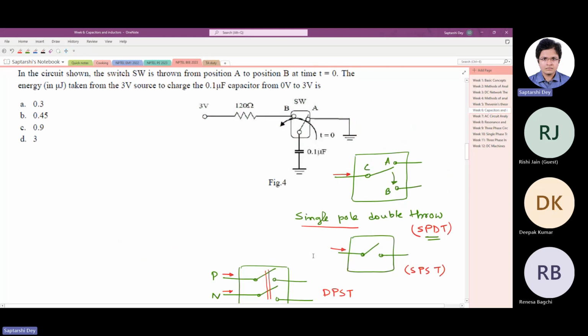Now we'll look into the question. The question says it was at steady state and we have been asked to find out the energy taken from the 3-volt source.